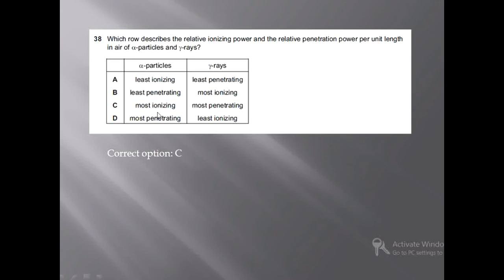Option C, alpha particles, they are the most ionizing. Yes, this is true. Gamma rays, they are the most penetrating. Yes, this is also true. It means that option C is correct, but let us discuss the next option, that is D. Option D says alpha particles are the most penetrating. No, they have the highest ionizing ability, and gamma rays have the least ionization. Yes, this is true, but alpha particles have the least penetration power, so option D cannot be correct.